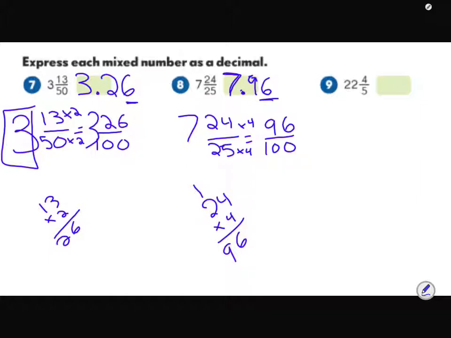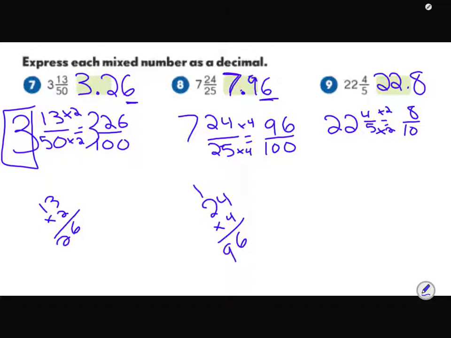And it's ending in the hundredths place. Last one, I have 22 and 4 fifths. This one, I actually can change the fifths to be tenths. And I know that 5 times 2 is 10, 4 times 2 is 8. So I have 22 wholes and 8 tenths.